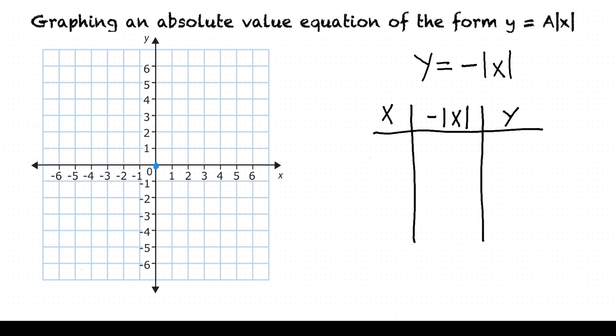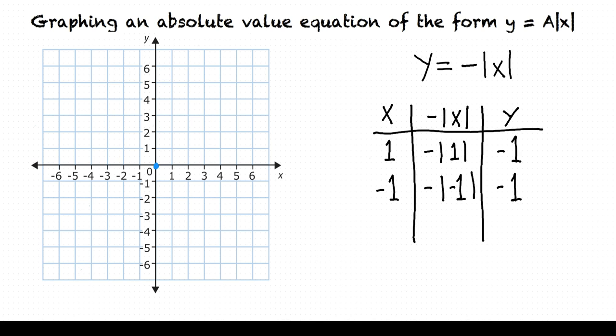Our vertex has an x value of 0. So one possible x value to the right of this is x equals 1. The negative absolute value of 1 is negative 1. One possible x value to the left of the vertex is x equals negative 1. For this point, y equals the negative absolute value of negative 1. The absolute value of negative 1 is positive 1, and the negative sign outside of the absolute value bars will change that positive back to negative 1.